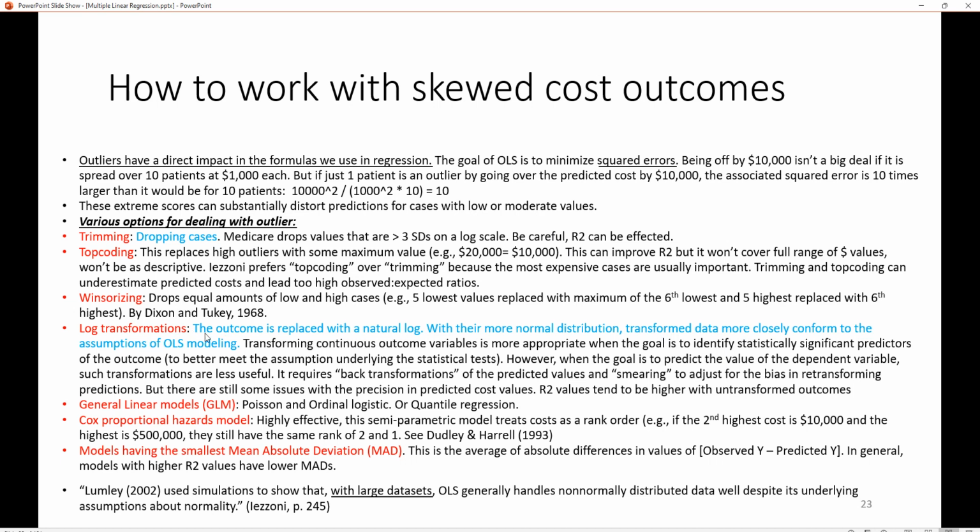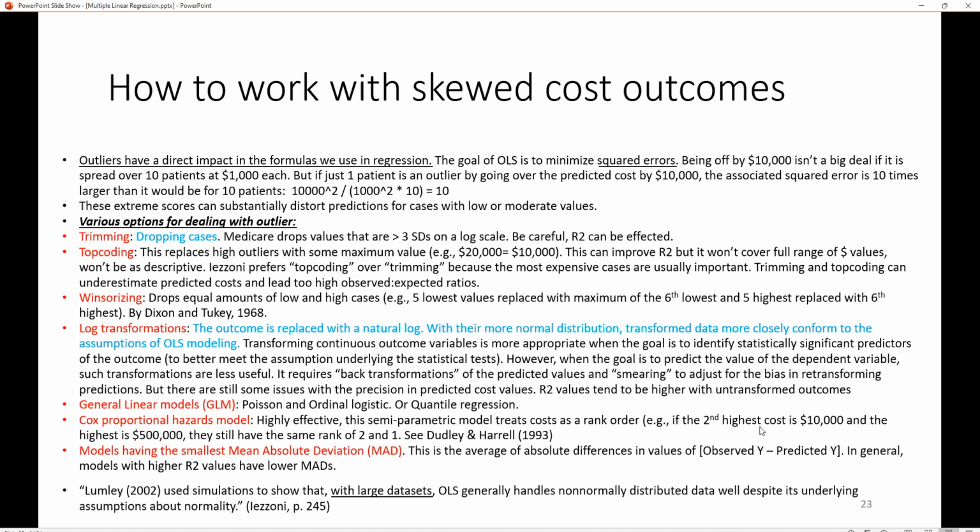We have things that are called log transformations. The outcome is replaced with the natural log, with a more normal distribution, so the transformed data more closely conform to the assumptions of OLS modeling. There are some drawbacks, such as back transforming it, and I have them listed here. Other options that we can do are generalized linear models, such as Poisson and ordinal logistic models, or even a quantile regression. But a better approach would be a Cox proportional hazard model. It's highly effective.